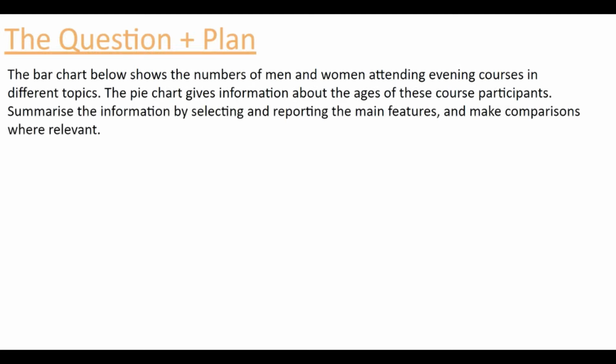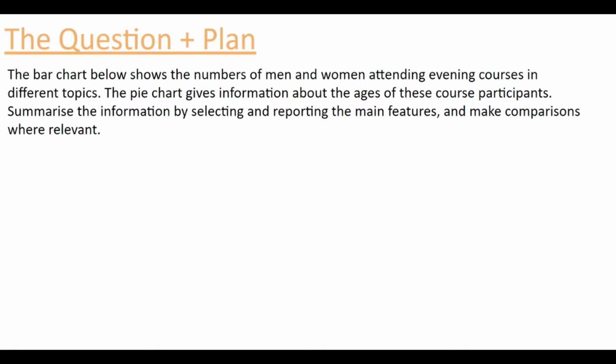The bar chart below shows the numbers of men and women attending evening courses in different topics. The pie chart gives information about the ages of these course participants. Summarize the information by selecting and reporting the main features and make comparisons where relevant.